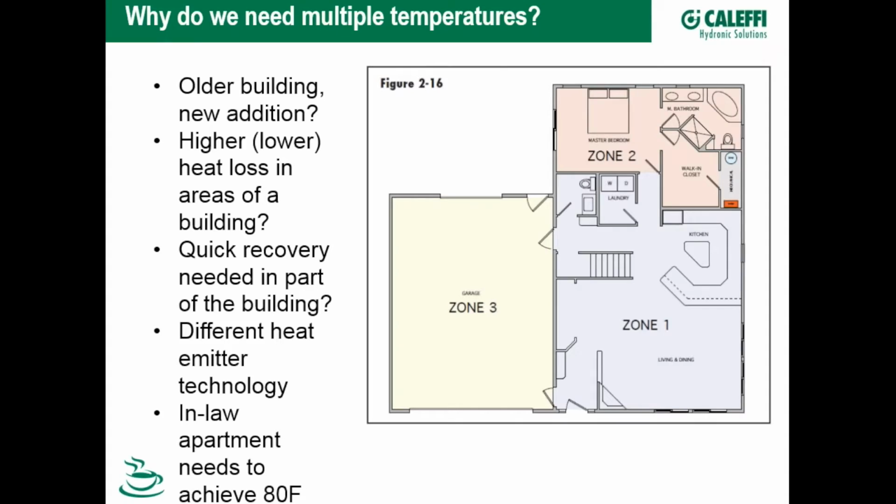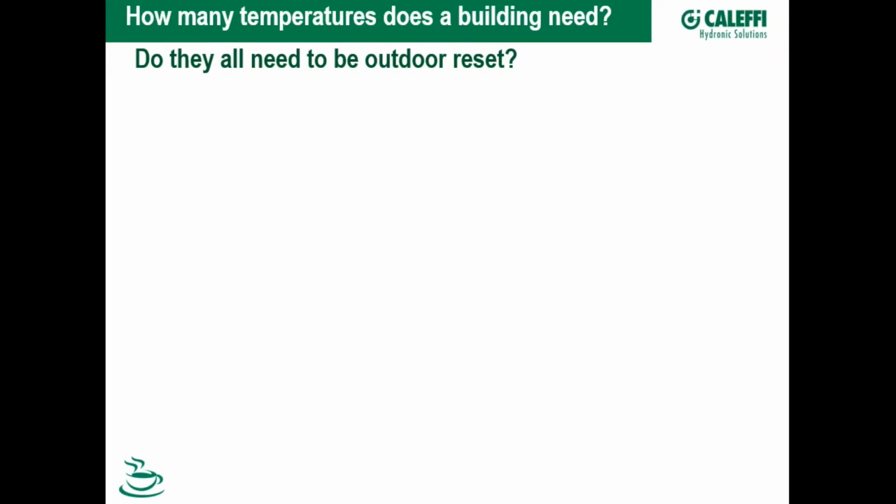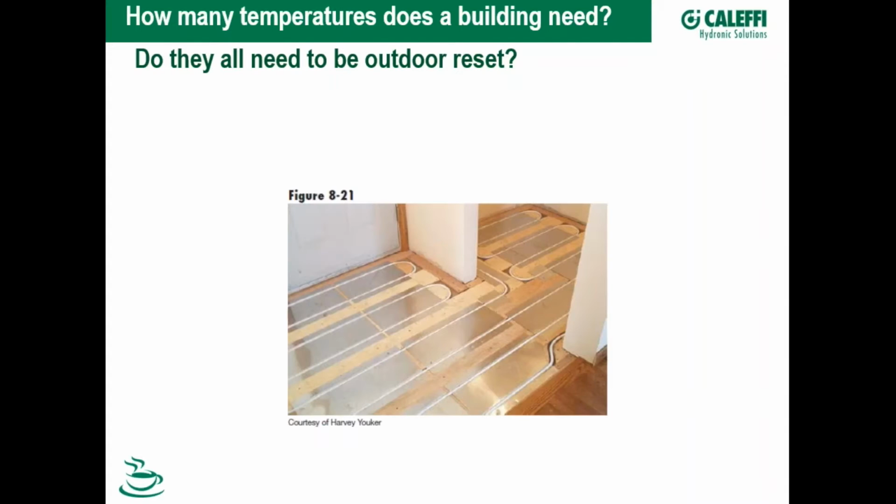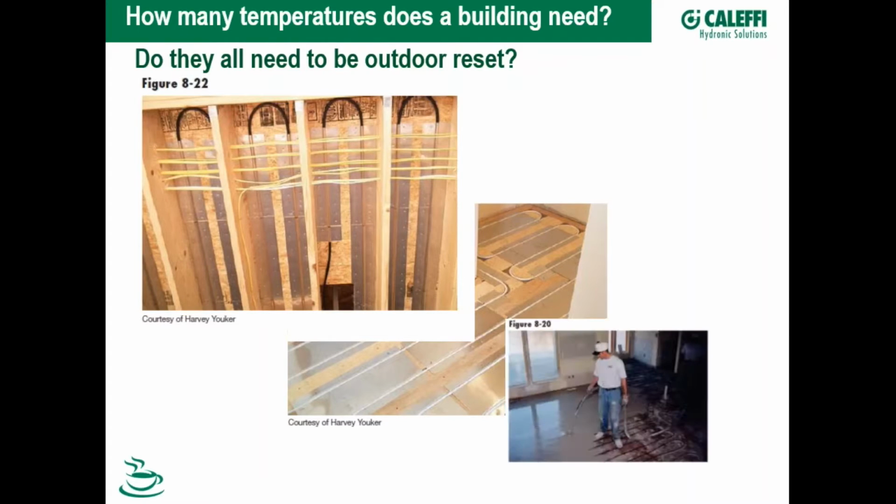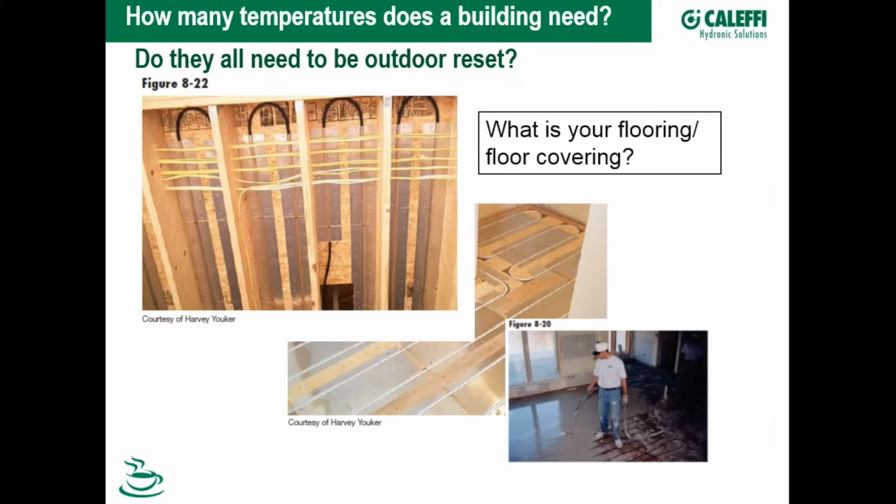Let's talk a little bit about heat emitters. How many temperatures do I need? Do they need to run off of outdoor reset? Because the reality is a lot of systems are mixed, where some of the temperatures are fixed and some of them are going to be outdoor reset. With radiant, we can have an above-floor radiant system, a below-floor radiant system, or a slab-based system. Probably every single one of these requires a different water temperature. And based on the floor covering, I may have the same type of radiant system throughout the building, yet because of the floor covering, I need multiple water temperatures throughout that building.